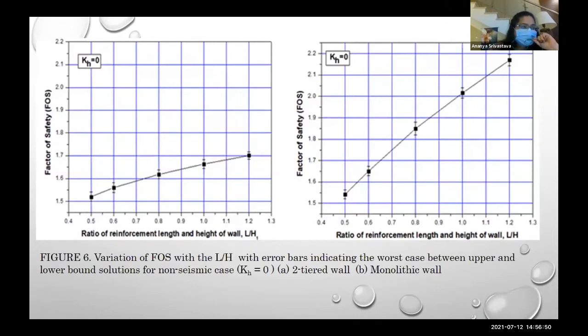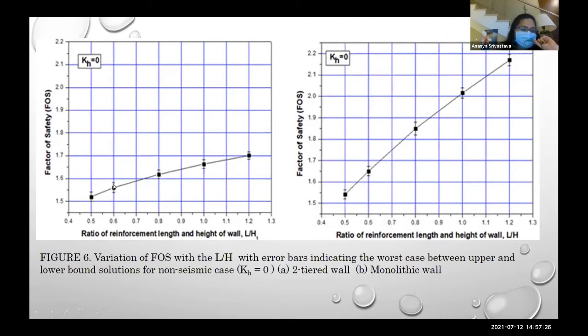Then I compare the factor of safety values, which have been derived by a numerical modeling tool at KH equal to 0 for both these kinds of walls, by varying the reinforcement length and height of the wall, that is, L upon H. According to FHWA guidelines, the generalized length of the reinforcement under normal conditions is taken as 0.7 H, and for seismic condition, it can go as high as 1.1 H. So I varied all these values starting from 0.5 to see what kind of factor of safety I am getting.